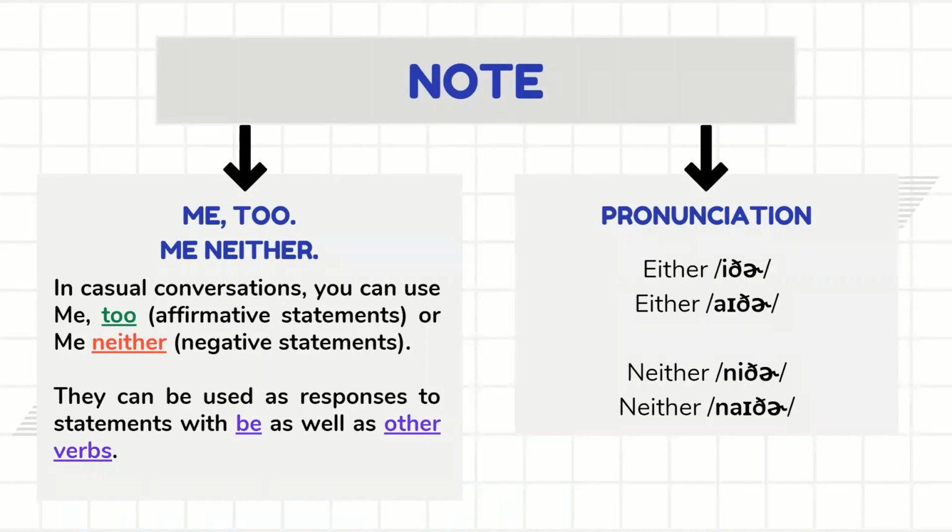And what about the pronunciation? You can pronounce the first one either or either, and the second one neither or neither. You can hear some people use one or the other. Both words can be pronounced differently depending on what you prefer.